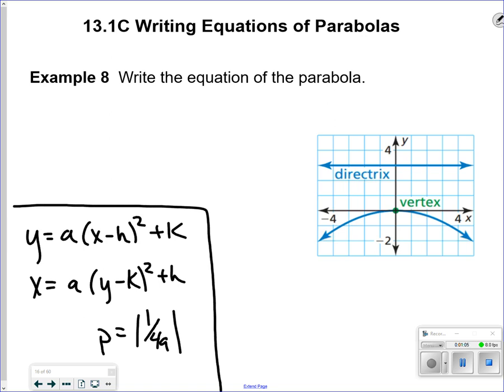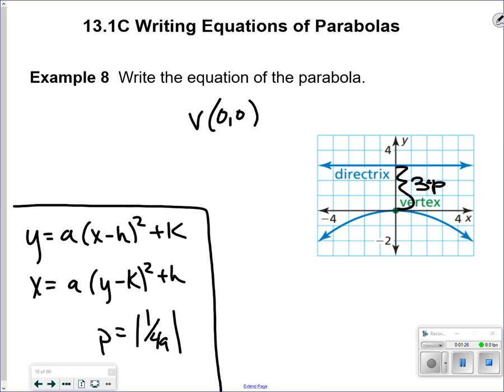Write the equation of the parabola pictured. So we have a downward parabola, and I see that the vertex is at 0, 0, so that's important. And I know it's a downward parabola from the picture. And my p-value, the distance from the directrix, is 3. So now I can figure out A just by that.